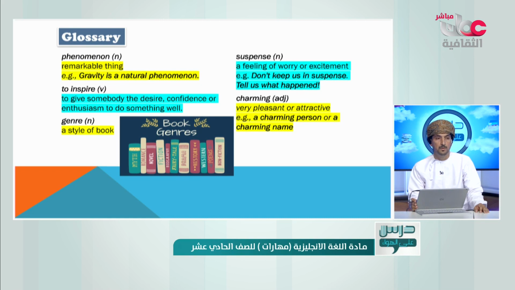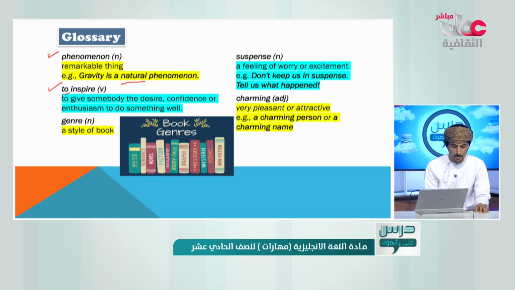Let's now move to this group of words. Phenomenon. It is a noun. It means a remarkable thing. For example, we have here gravity is a natural phenomenon. To inspire. To inspire is a verb, and you will notice that we have here to. To refers to the verb, and the meaning of inspire is to give somebody the desire, confidence, or enthusiasm to do something well. For example, when someone is like Shakespeare, he's inspiring us to be better, to do well, to be very active.